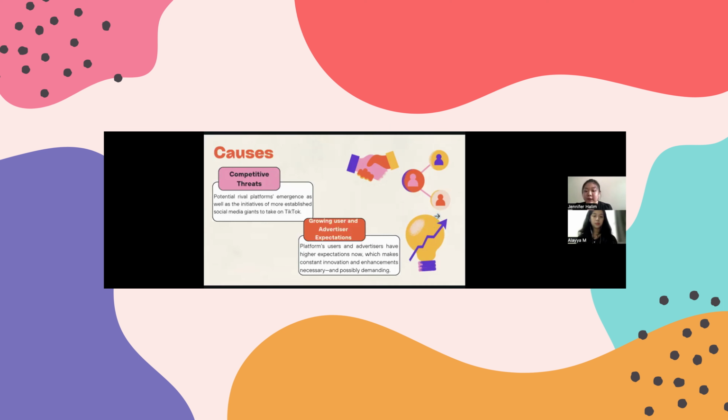Fifth is competitive threat. The journal discusses potential rival platforms' emergence as well as the initiative of more established social media giants to take on TikTok. Lastly, growing user and advertiser expectations. It's possible that the platform's users and advertisers have high expectations now, which make constant innovation and enhancements necessary and possibly demanding.